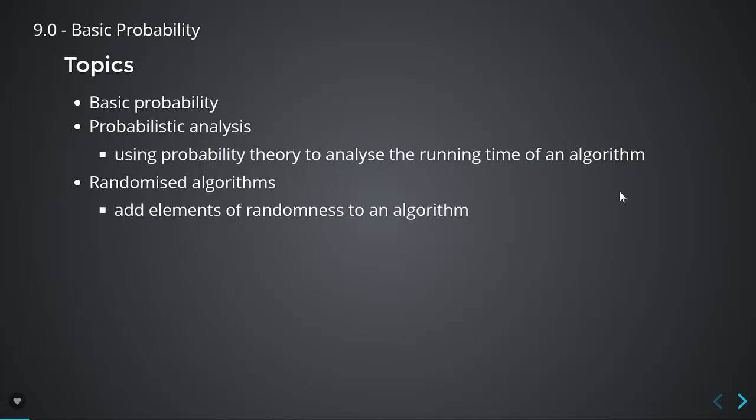One is probabilistic analysis. That's when you use probability theory to analyze the average case running time of an algorithm. And the second one is on randomized algorithms, or people call these probabilistic algorithms. That is when you add elements of randomness to an algorithm. This will sound strange for now, but the whole point is to make you aware of these things. We're going to go through these topics in the next lectures. But for now, let's just start with some basic concepts in probability theory.